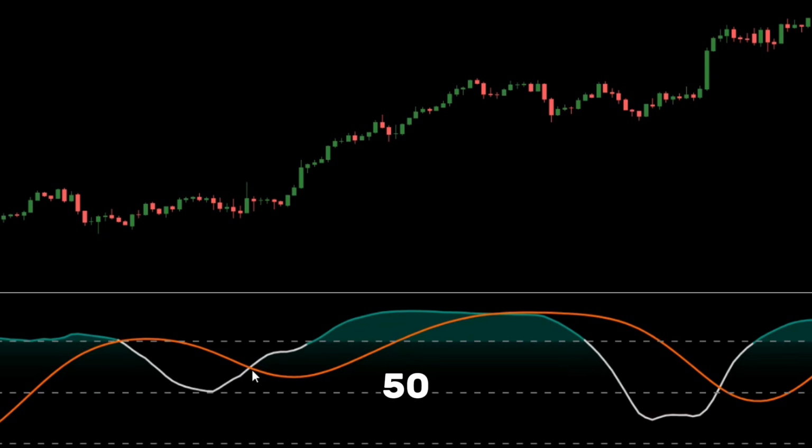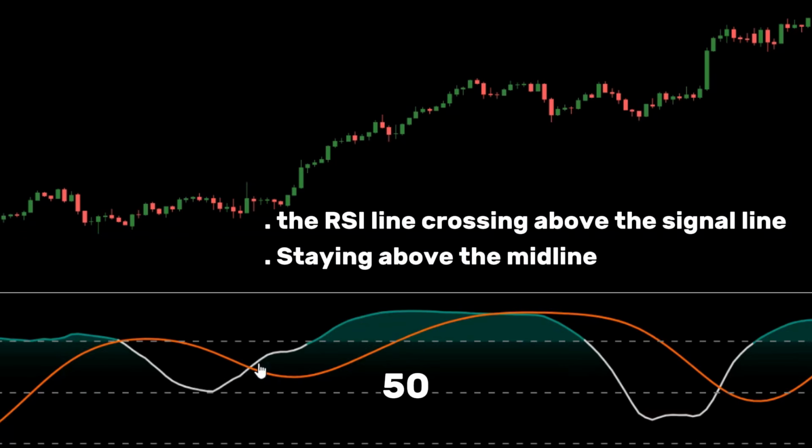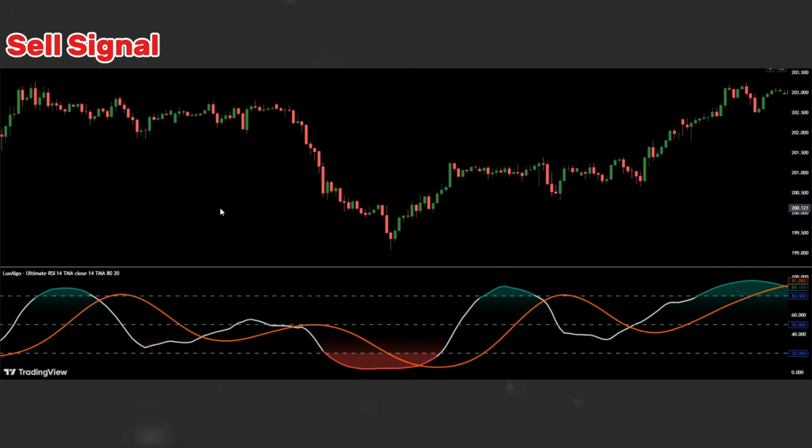Only when both conditions are true, the RSI line crossing above the signal line and staying above the midline, we can consider entering a buy trade. For a sell signal, the process is similar but in the opposite direction.